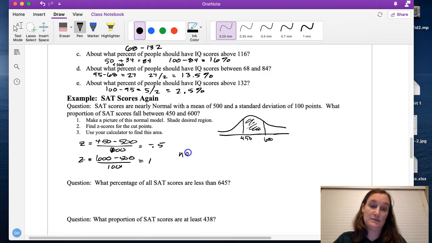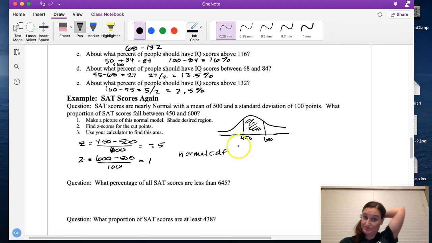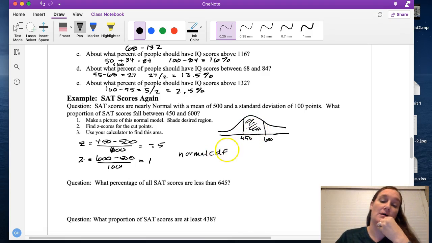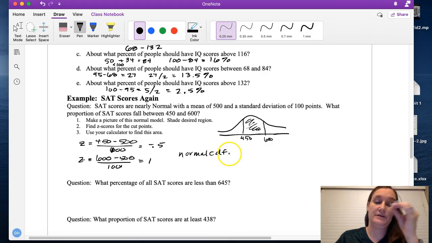Okay? The function in the calculator that we're going to use, I'm going to write it out here first, is Normalcdf. It's called the cumulative density function, that's what it stands for, and it finds the area between 2 points. There's also a PDF, which is a probability density function.